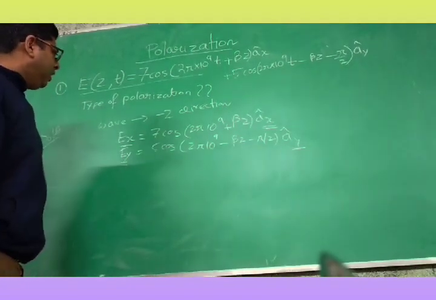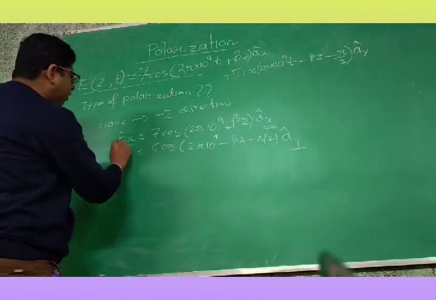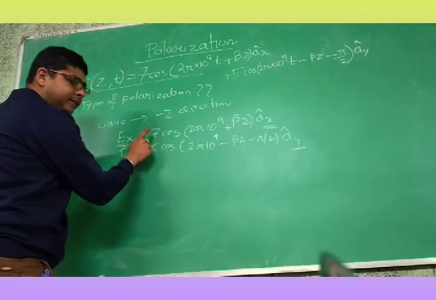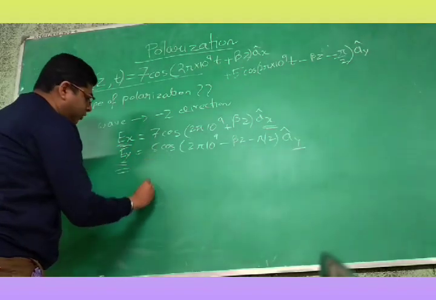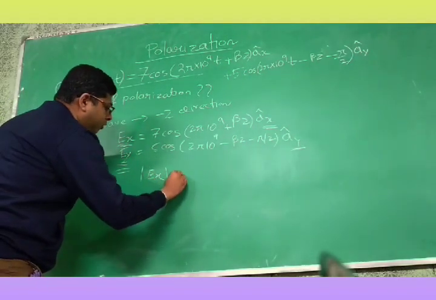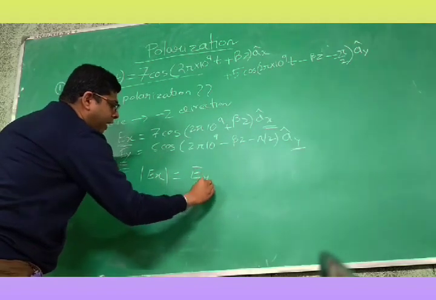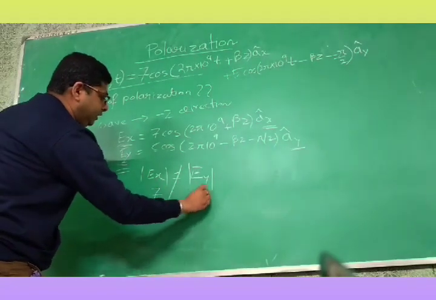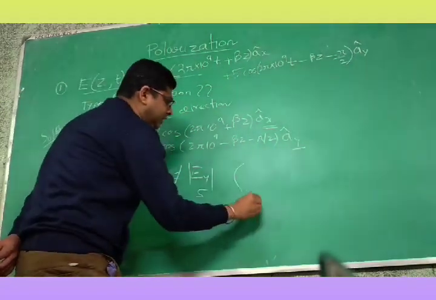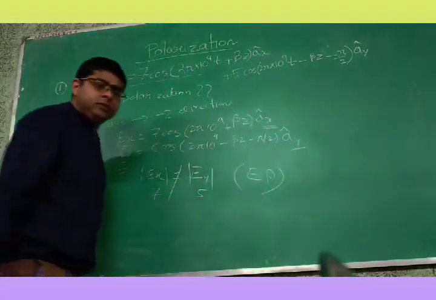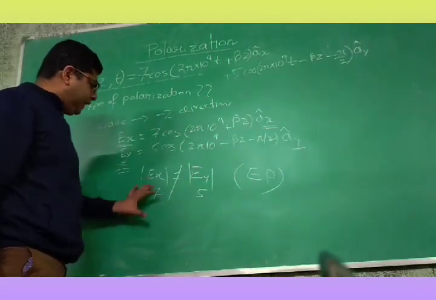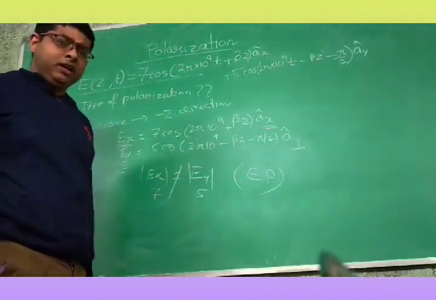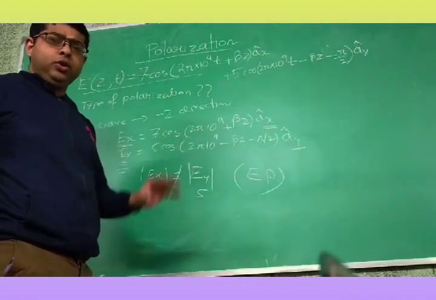Now if you compare the magnitudes of the x component and the y component, they are not equal. The x component magnitude is 7, the y component is 5. So the magnitudes of the x and y components are not the same. So directly you can say this is elliptical polarization, because the x and y components are different. If they are equal, then you can say it is circular. You can check the conditions which I have mentioned in the class.